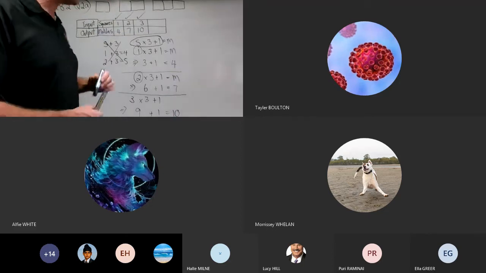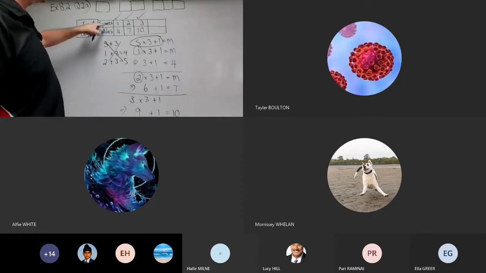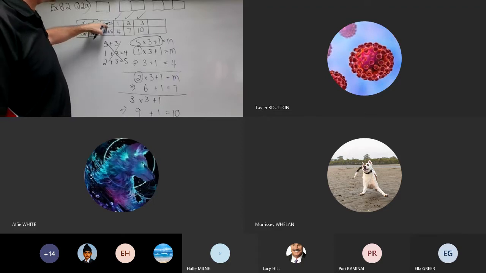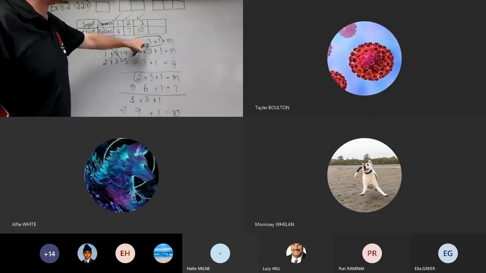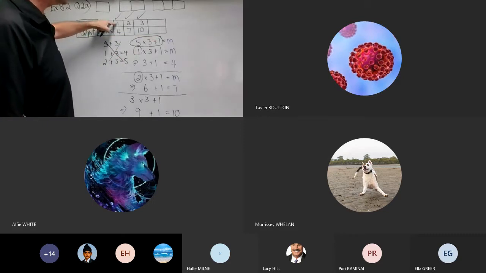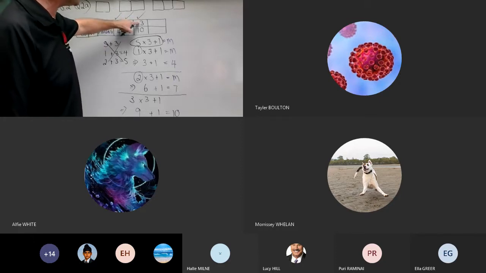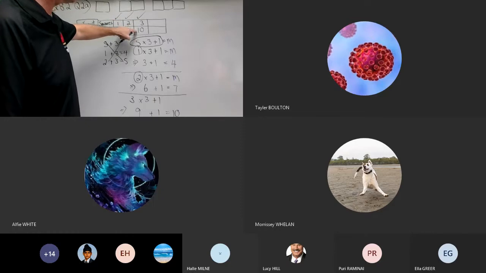So basically what our rule tells us to do is get the number of squares, multiply it by 3 and add 1. So 1 times 3 is 3, plus 1 is 4. 2 times 3 is 6, plus 1 is 7. 3 times 3 plus 1 is 10.